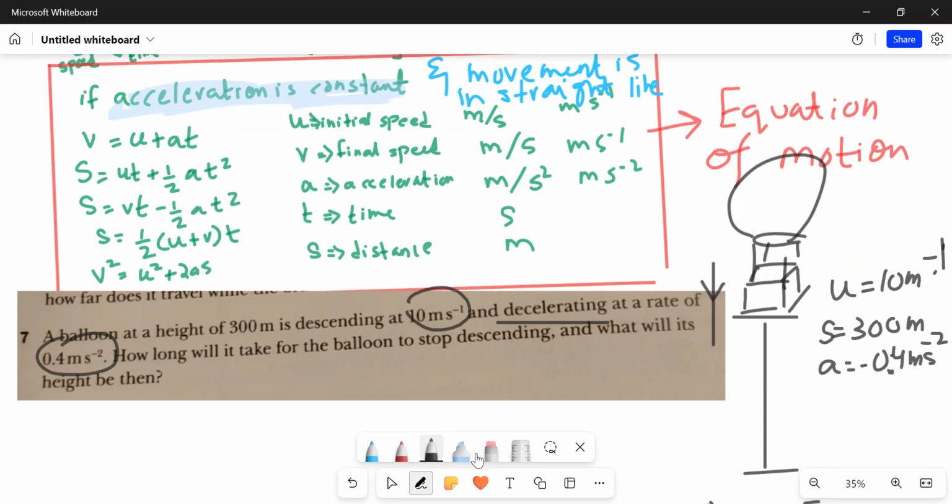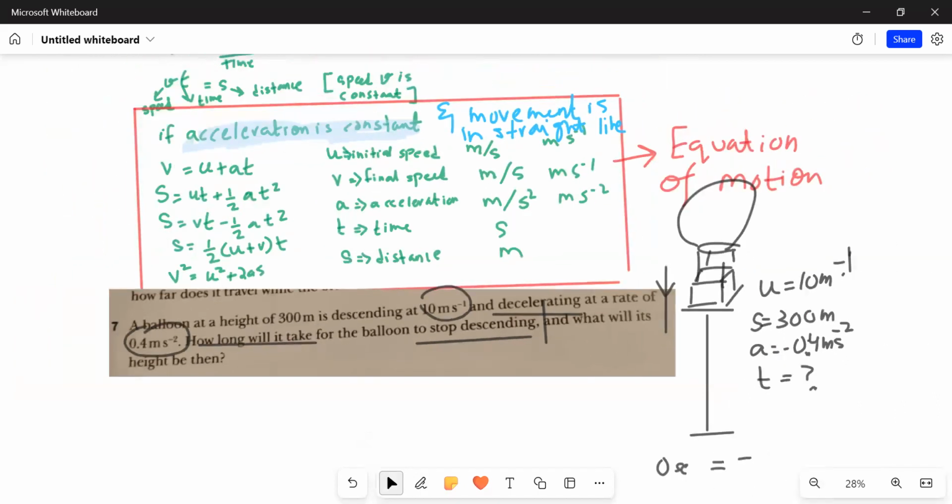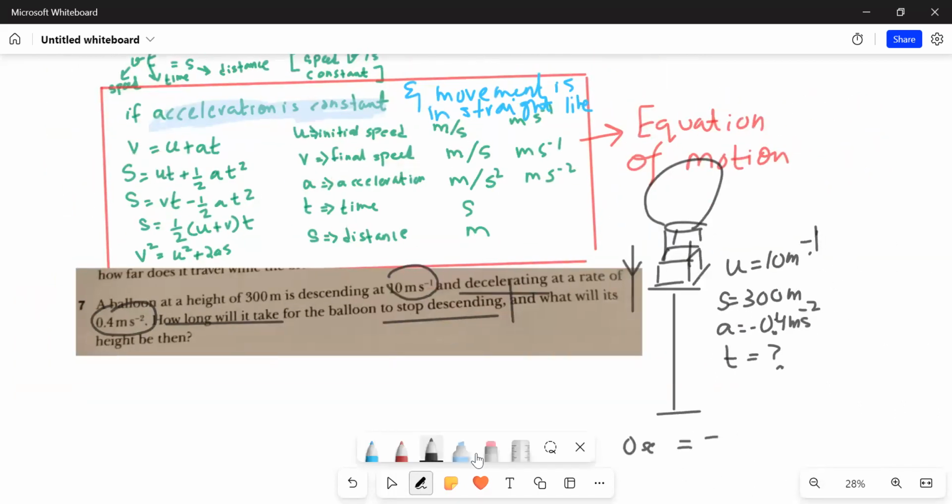How long will it take? That means we have to find t for the balloon to stop descending. Okay, let's stop here. How long does it take for the balloon to stop descending? Stop descending means that it stops moving down. If it stops moving down, its final speed is going to be zero. That means it stays where it is. So the final speed is zero. Now, which of the five formulas should we be using here?